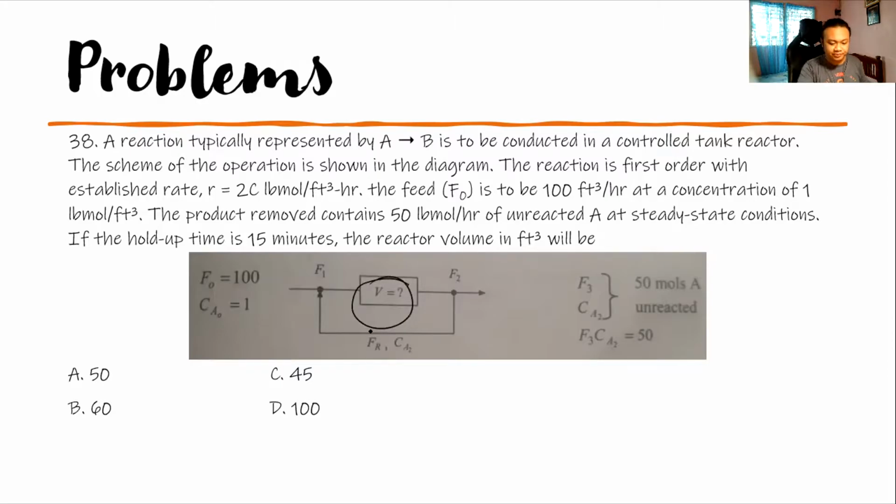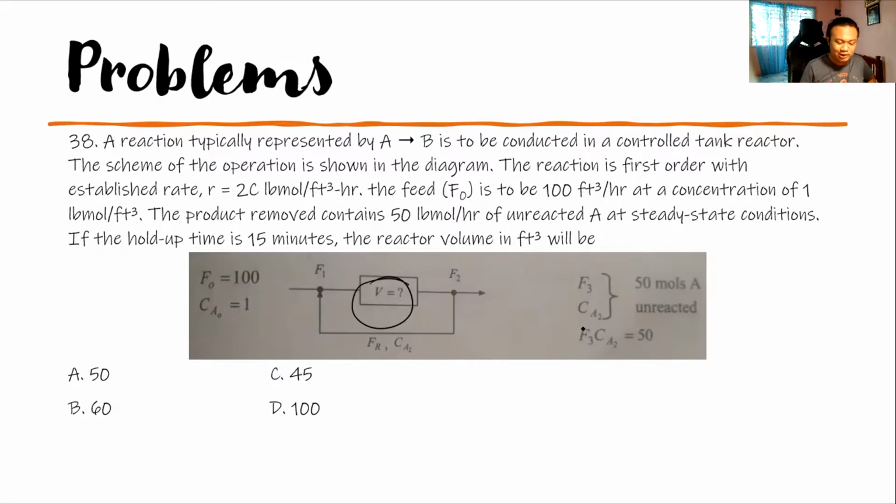So don't let this fool you in this one. F0 we have 100, then CA0 is 1, then F CA is 50. So these are the given values here.